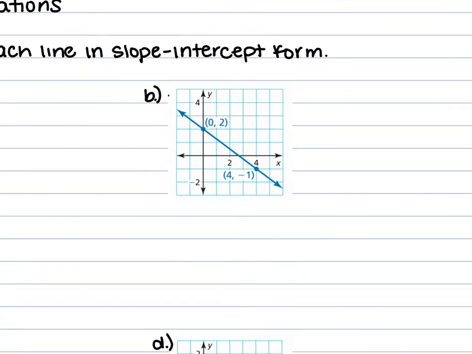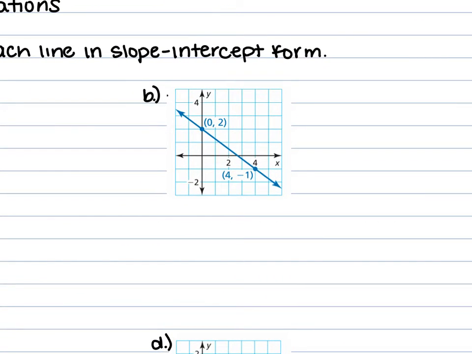For example B, we have these two ordered pairs which are 0, 2, and 4, -1. With this one, we're going down instead. We're going down by 3, so that's going to be a -3, and then we're going to the right 4. So that slope is -3/4. Our y-intercept is that 0, 2, so our b is equal to 2. Plug this into y equals mx plus b. We're going to have y is equal to -3/4 times x plus 2.